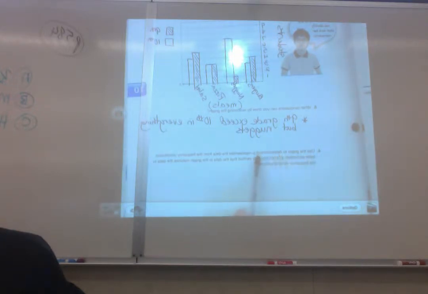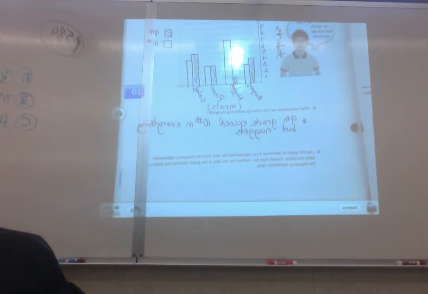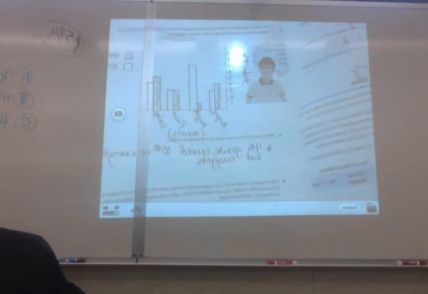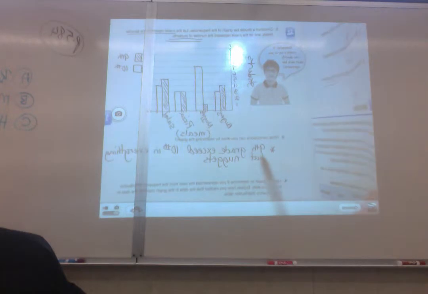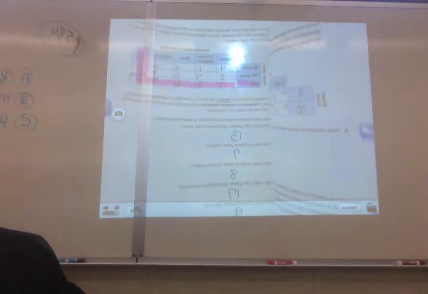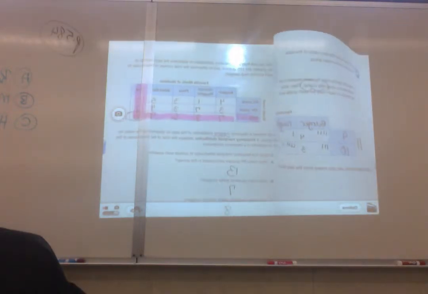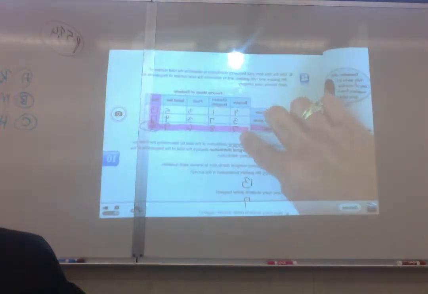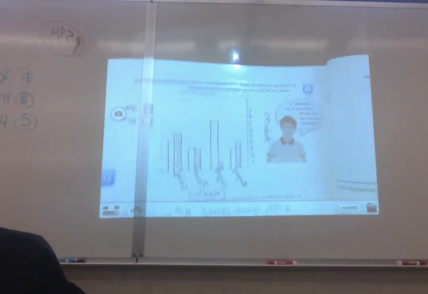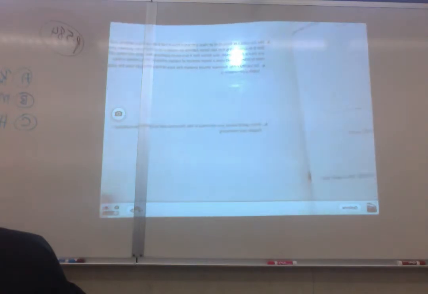Use the graph to determine if you represented the data from the frequency distribution table accurately. Explain how you verified that the table of the graphs match the data in the distribution. Okay, if we could just use the table to determine, use the graph. I don't know if they want us to go back to yesterday's graph or yesterday's table where we had totals. I don't know. This isn't very clear to me. Flip the page.